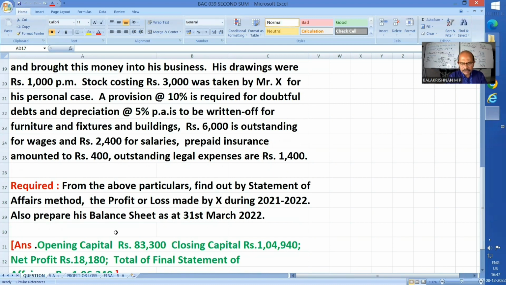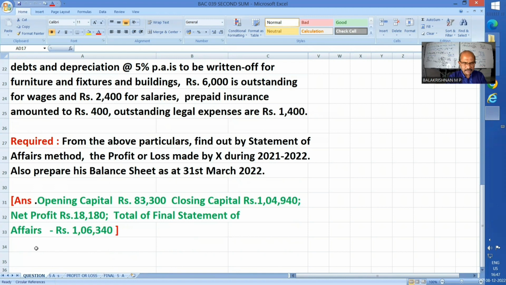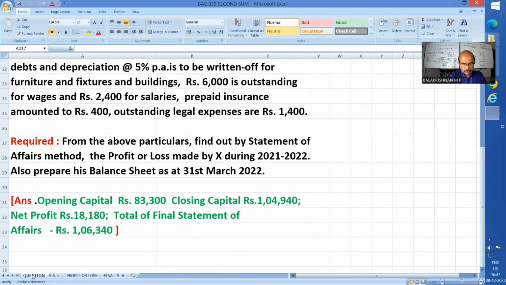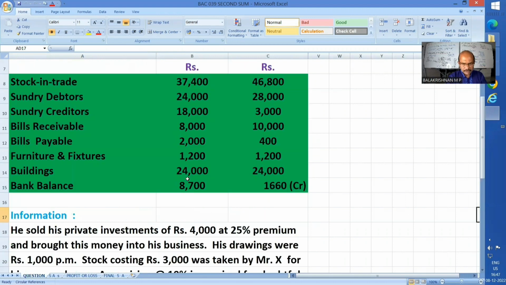From the above particulars, find out by the statement of affairs method the profit or loss made by X during 2021-22. Also prepare his balance sheet as at 31st March 2022. Answer hints have been given. Now let us move to the preparation of both the statements of affairs. This is the opening statement of affairs. I have reflected these figures suitably, assets and liabilities there. Similarly, these have been listed under the closing statement of affairs.